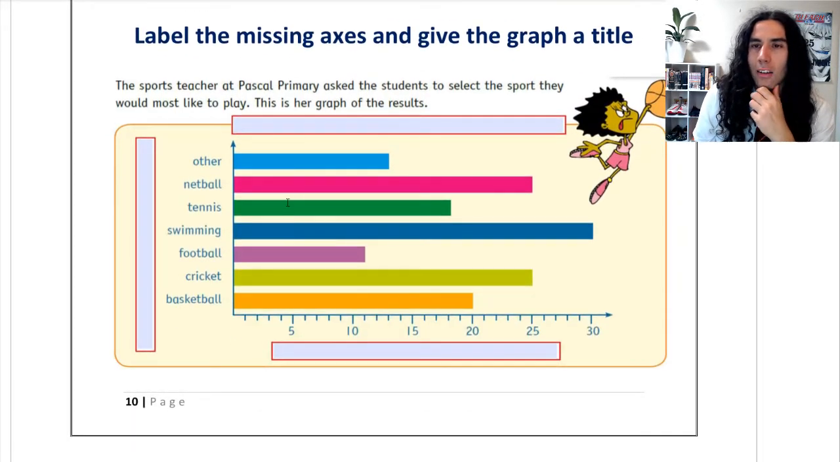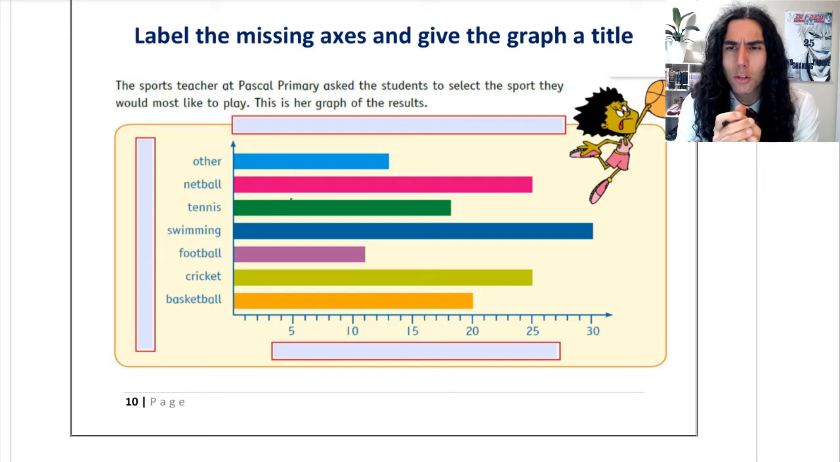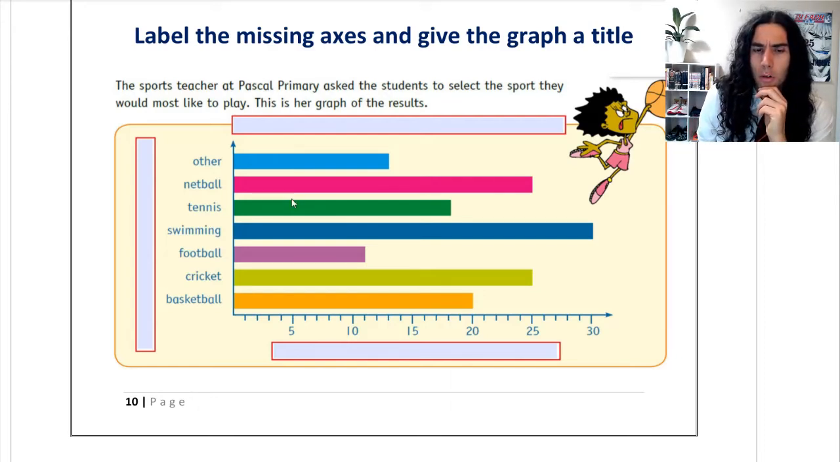Label the missing axes. Give the graph a title. So, good. Now we have axes. Good. The sports teacher at Pascal Primary School asked the students to select the sport they would most like to play. So, this is number of students.